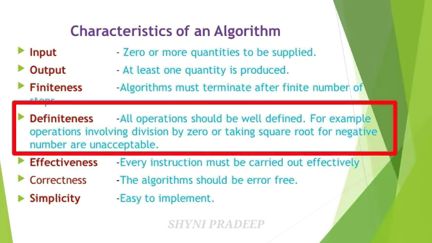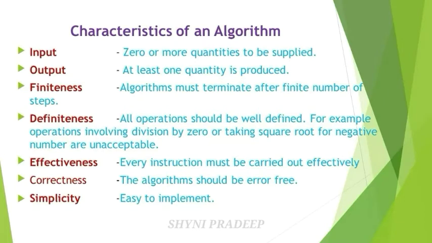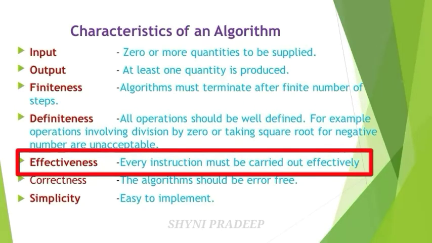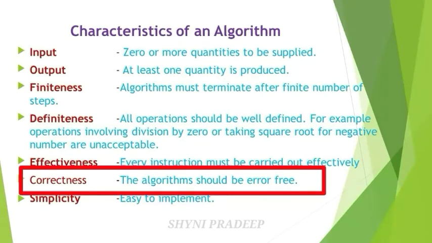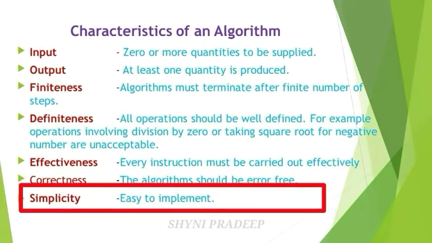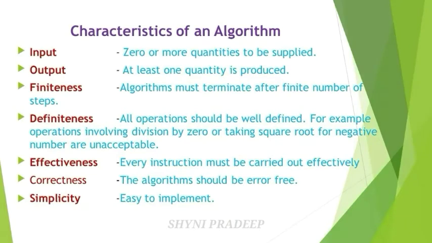Next, definiteness, which means well defined. All the operations in an algorithm should be well defined, clearly defined. Next, effectiveness. In an algorithm, every instruction must be created effectively. Next characteristic is correctness. The algorithm should be error free. Next, simplicity. Simplicity means the algorithm should be executed or implemented easily. It should be easy to implement.